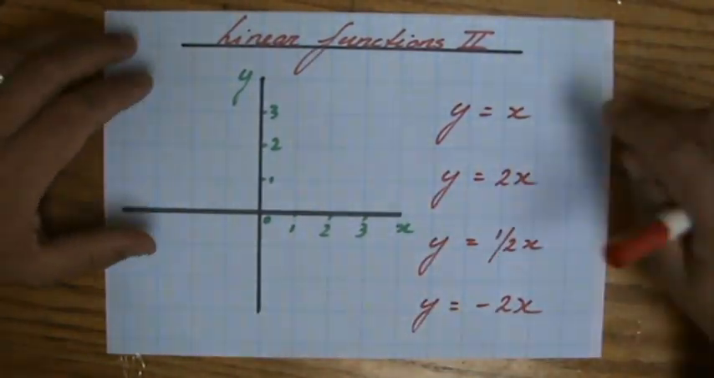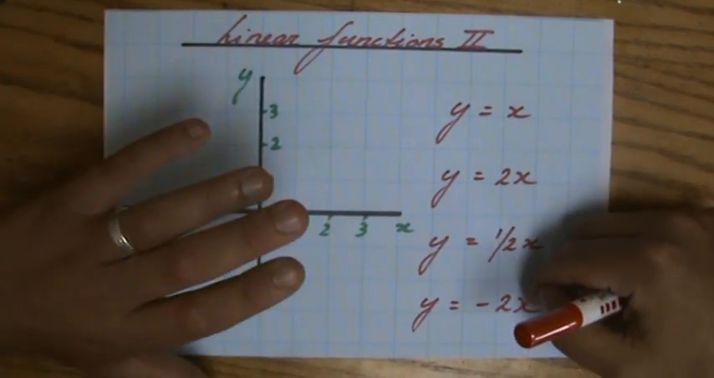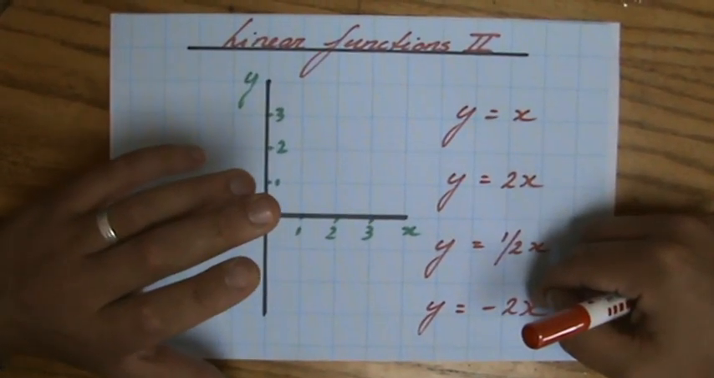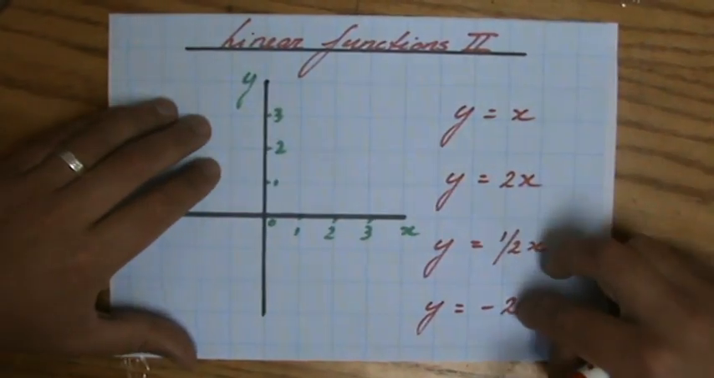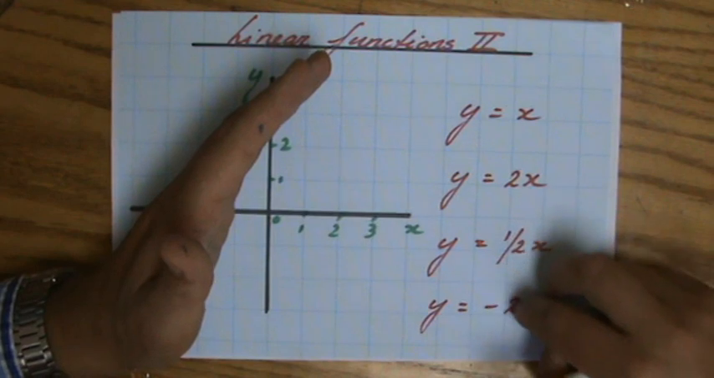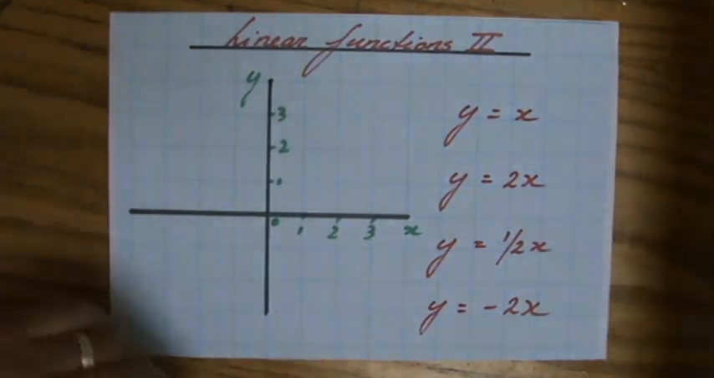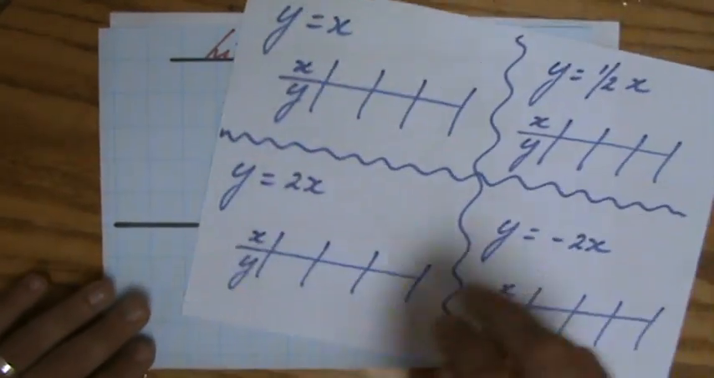What do I want to do then, after graphing it? I want to compare the lines, and then I want to see how that relates to the function. So if I look at the line and if I look at the function, what do I notice? That's the objective of this video.